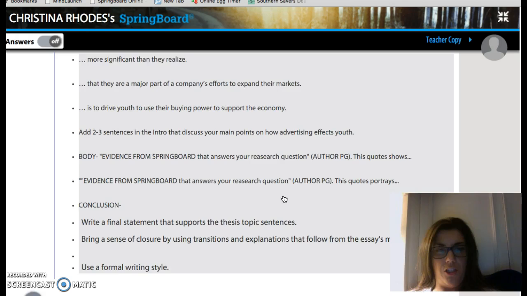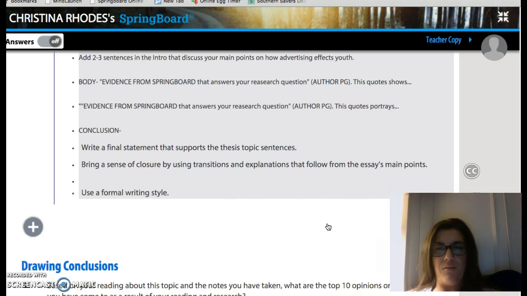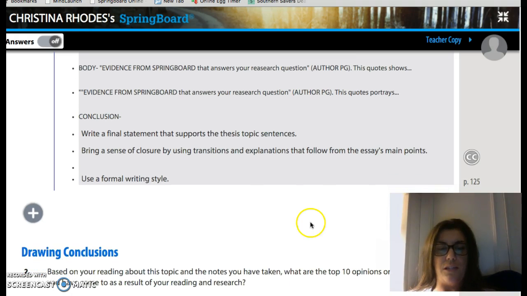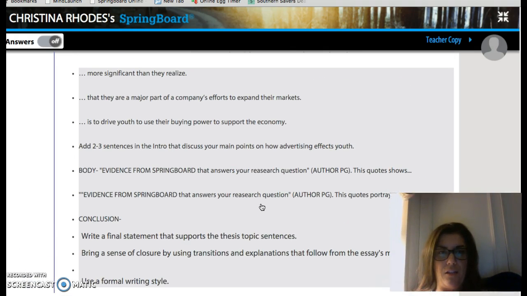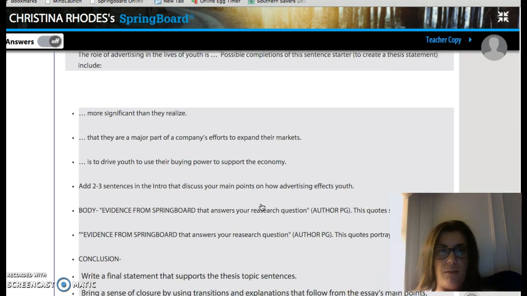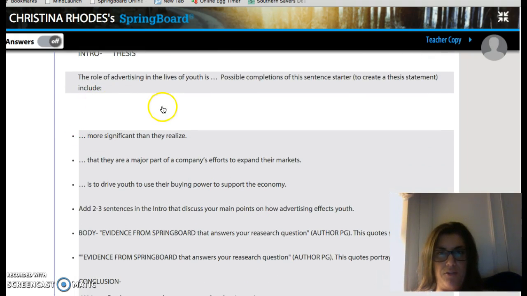Then your conclusion. You are going to write a final statement that supports the thesis topic sentence. Bring a sense of closure by using transitions and explanations that follow from the essay's main points. Use a formal writing style. So you have your introduction, your body, and conclusion. I'm going to go back up here to the introduction. Here is the sample introduction.